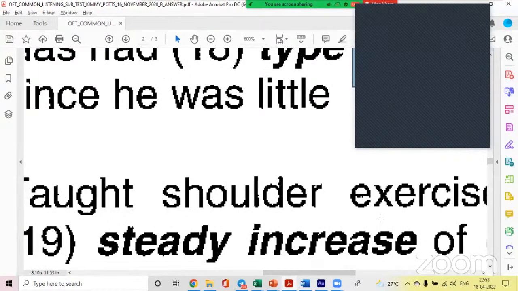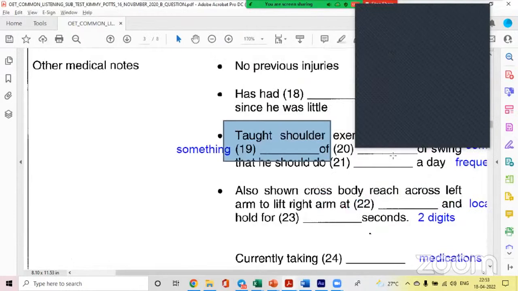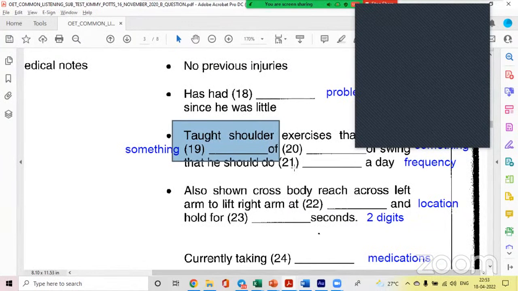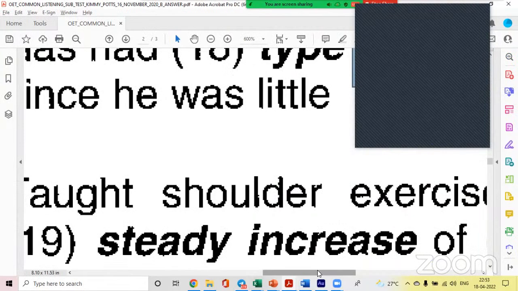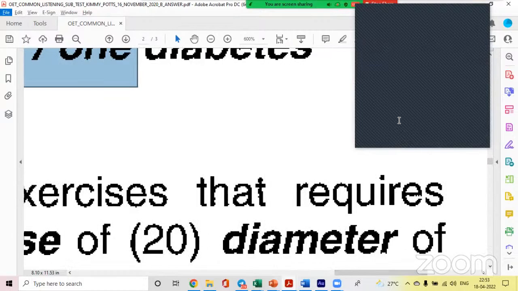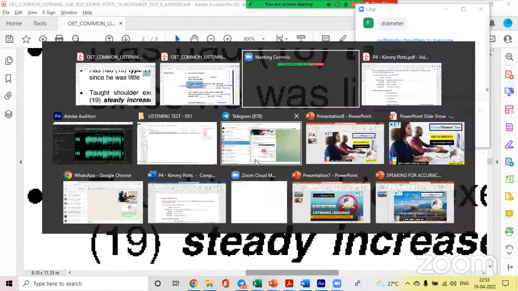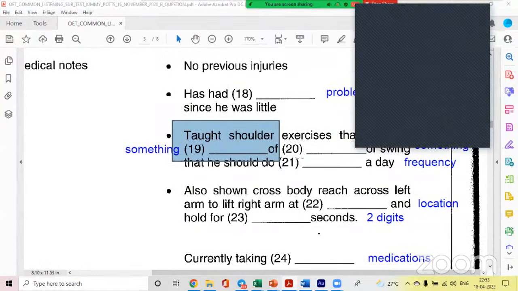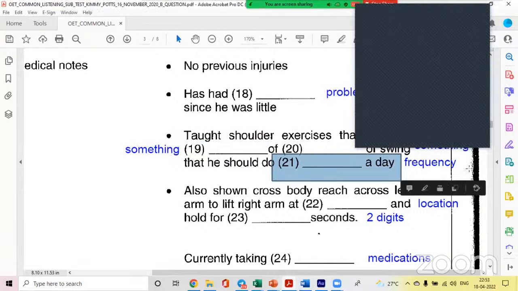Okay, next 20. Steady increase of dash of swing. Yes, submit the answer. Diameter, that is right. Next one is 21. Dash a day: once, twice, thrice, 10 times, several times a day. You write once, it means only once.